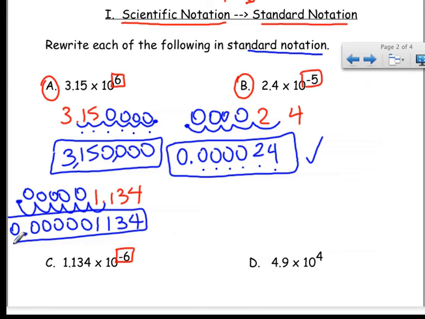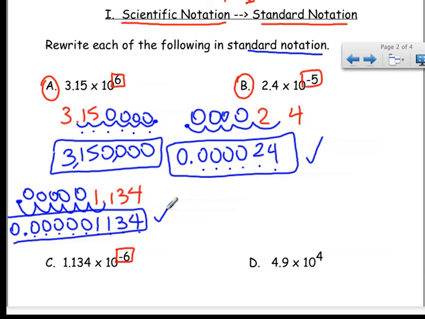Let's see, you have tenths, hundredths, thousandths, ten-thousandths, hundred-thousandths, millionths, ten millionths, hundred millionths, billionths. This is 1,134 billionths. That should have been your answer.